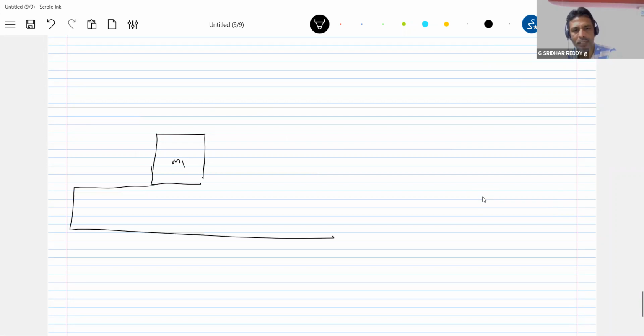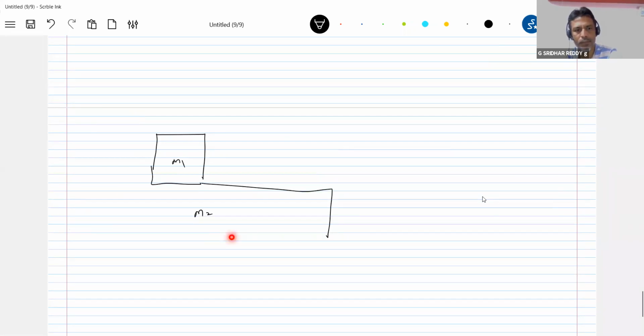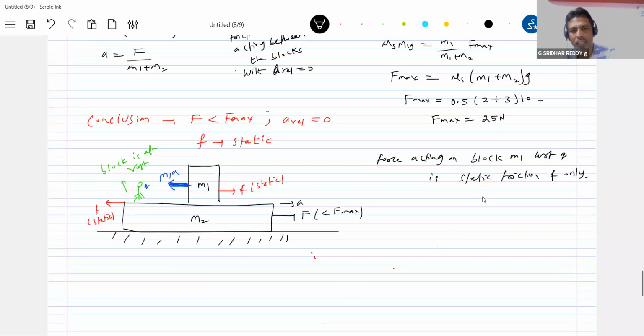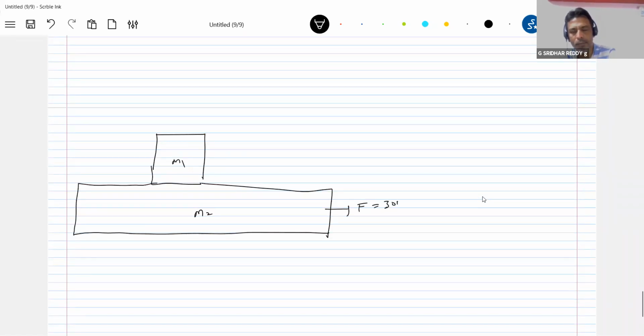So here, let me put the force on another page. The same problem, we are just continuing with force greater than the maximum force. What was the maximum force? The force was 25 Newton, no? Let me apply 30 Newton directly. Let's see what conditions will arise. So what is this force now? It is greater than F max, no?